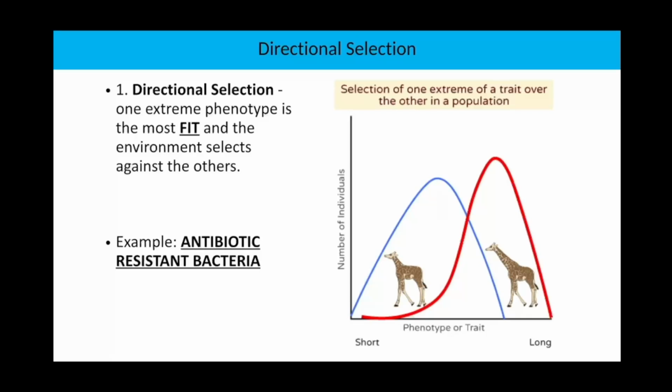Directional selection is like what we saw with the giraffes, right? The population moves in one direction, from short necks to long necks, from small squirrels to large squirrels, from small wings to large wings, or large wings to small wings, just in one direction. We call that directional selection.